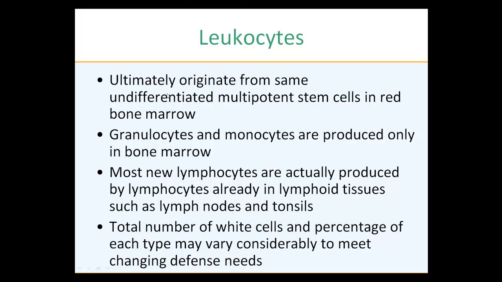They originate all from the same pluripotent cells, and they will become committed, as we learned earlier on. The granulocytes and the monocytes are produced in the bone marrow, and they become committed to one lineage or another. They become matured in the lymphoid tissues, as we learned about the T cells and the B cells, how they become mature and they multiply in the lymphoid tissues.